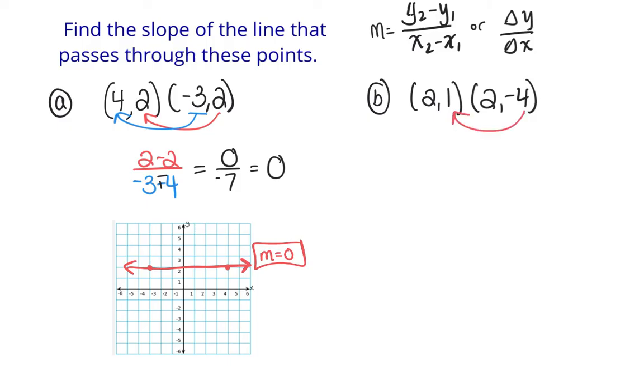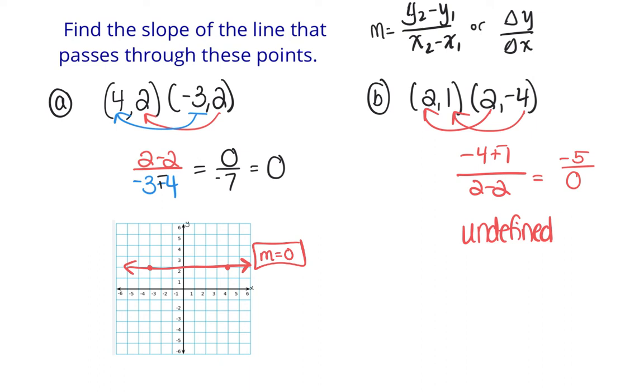So -4 minus 1 divided by 2 minus 2. -4 minus 1 is -5. 2 minus 2 is 0. Uh-oh. Now I'm dividing by 0. We know we can't do that, right? This ends up being undefined. All right, and if you recall, that means that we are going to have a vertical line.